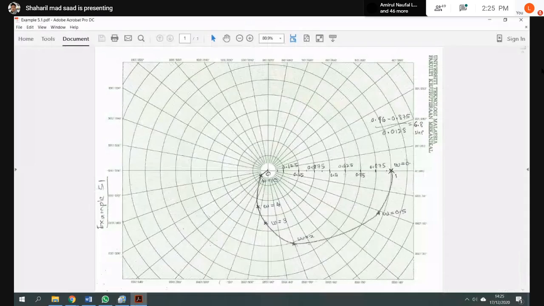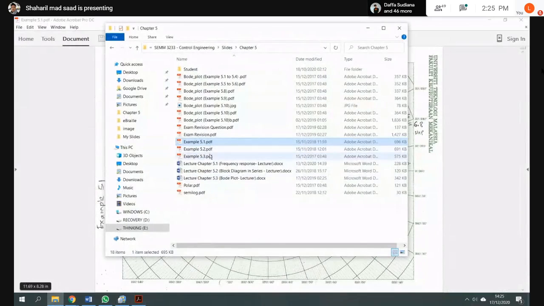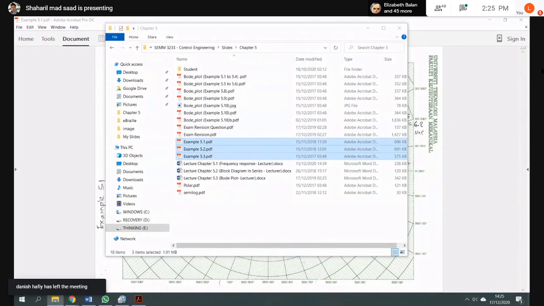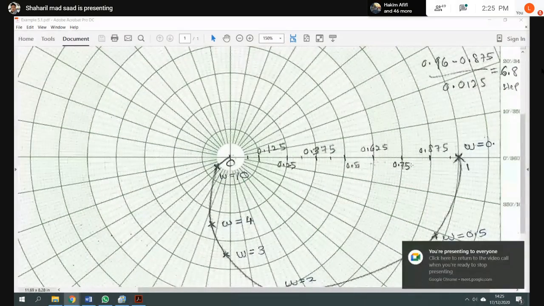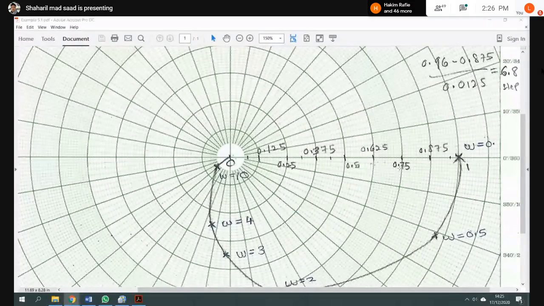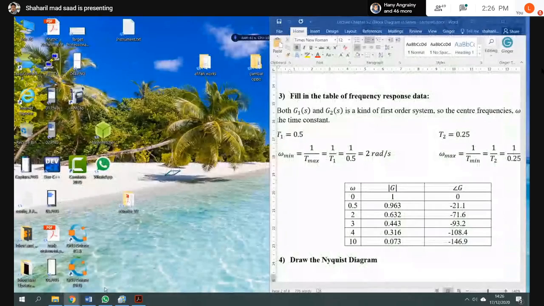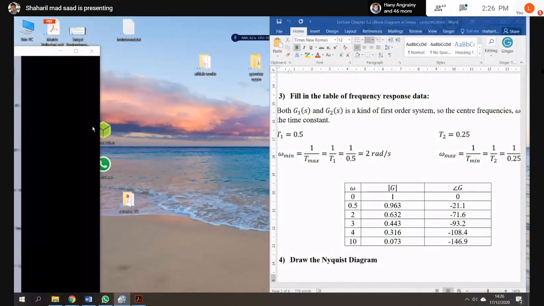In this example, maybe I can give it to you. I will send it on WhatsApp. You can view it now. You can zoom it. Okay, I already shared to this WhatsApp group. So you already got 0.875, 0.75 here, and so on. Alright, let's proceed.